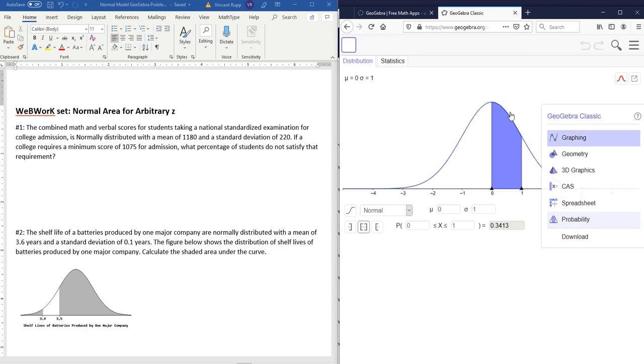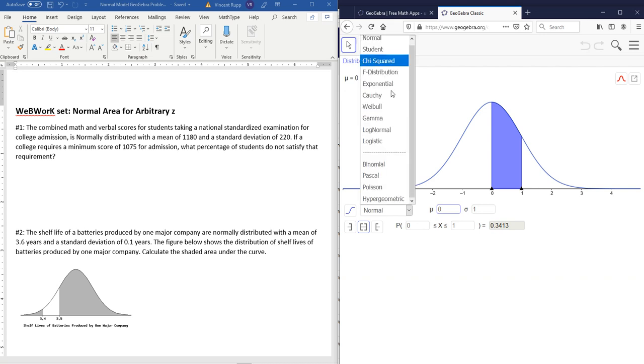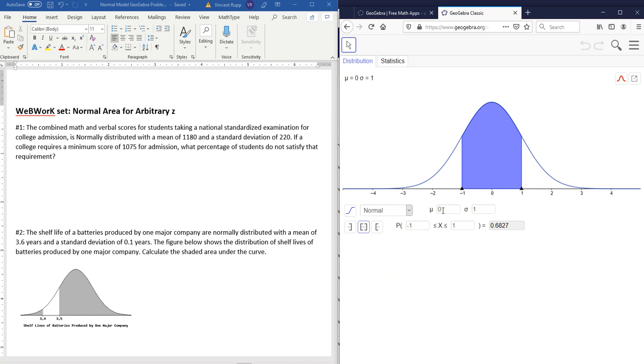Okay, so sometimes this program does weird stuff, so just kind of be aware of that. But here it's drawn a normal curve. There's a drop down here. If you take stats 2, you go through a few more of these. We'll go through another one in this class too, but just be aware now. It defaults to normal, so just stick with that.